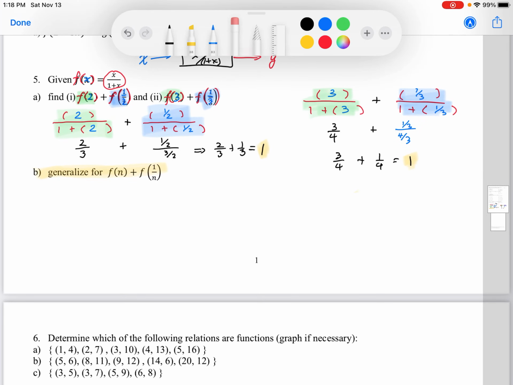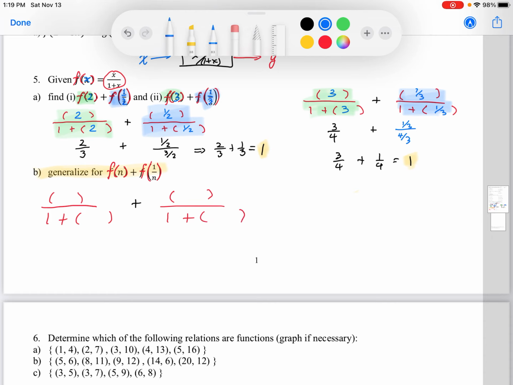So part B of this, we're going to generalize that f of n plus f of 1 over n is going to be equal to 1. So again, we want to make sure that we recognize that there is this outside f function. So we have our f function, we defined it as x over 1 plus x. And then the same f function is going to be x over 1 plus x. So both f's are the same.